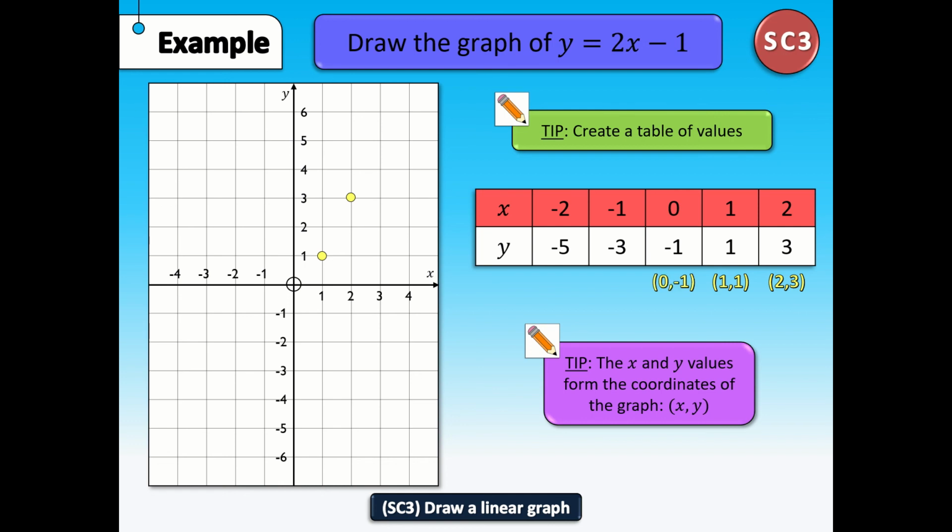0, minus 1 would go here. Minus 1, minus 3 would go here. Minus 2, minus 5 would go here. Once we've plotted all the coordinates, we can check that they make a straight line. If they do, we know we've got it right. If they don't, we know we've gone wrong somewhere. And then we can draw a straight line through all of the points. The line needs to go from one end of the graph to the other end of the graph, not just from point to point.